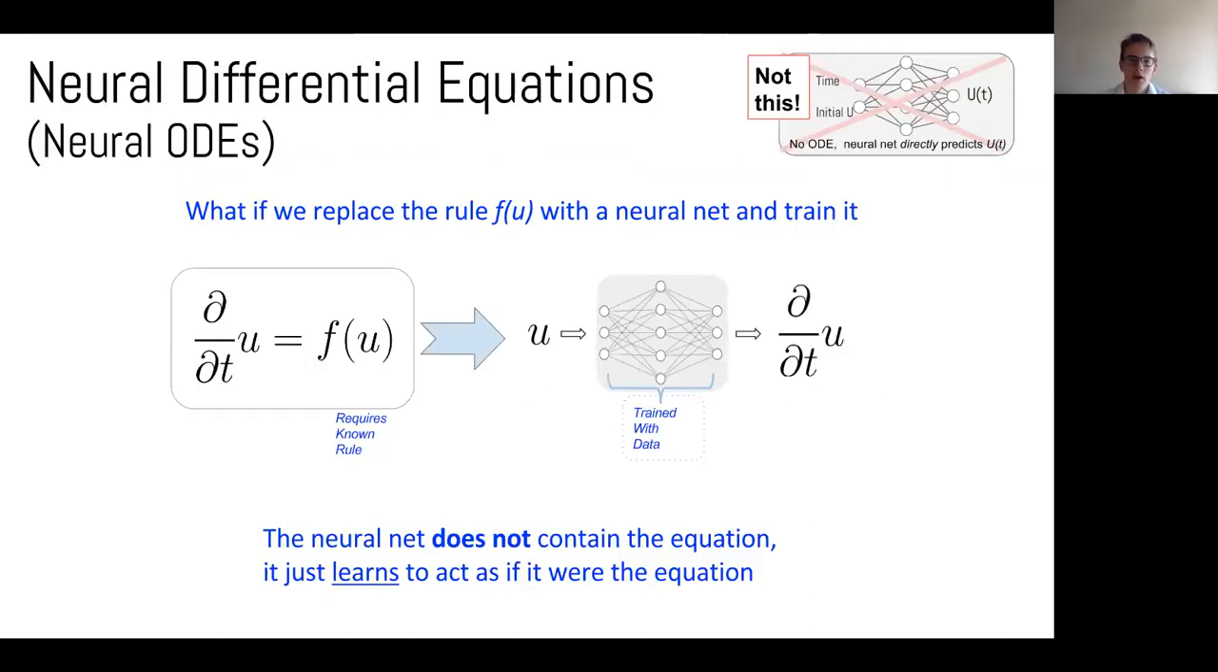So a neural differential equation is combining these two, as the name suggests. You replace that rule in the differential equation, that function of the current state, with a neural net. So the neural net takes in the current state of the system and gives out how much it should change in the next time step.